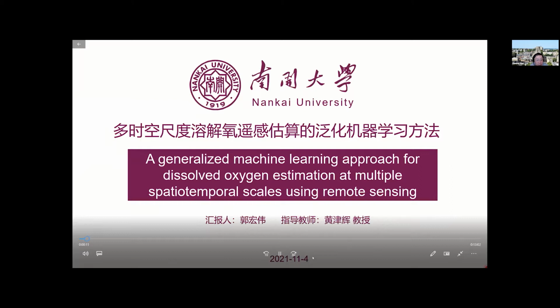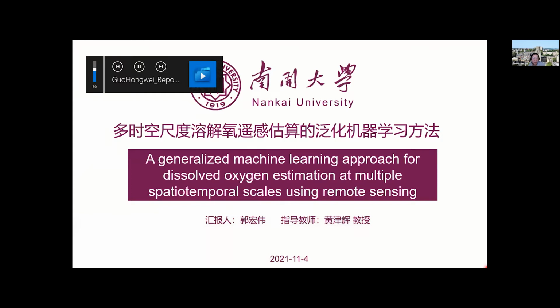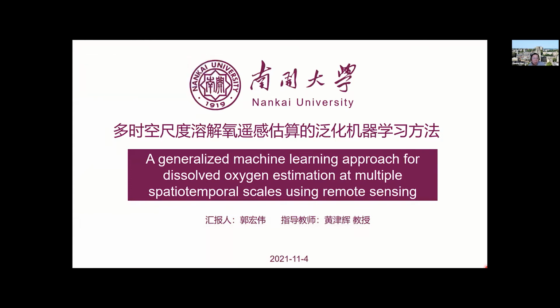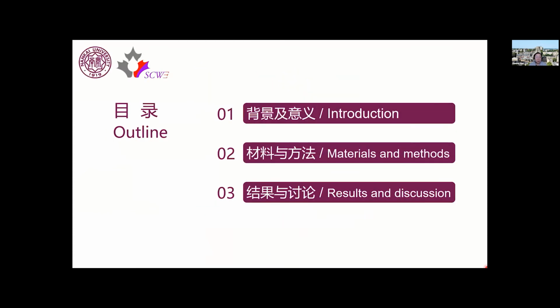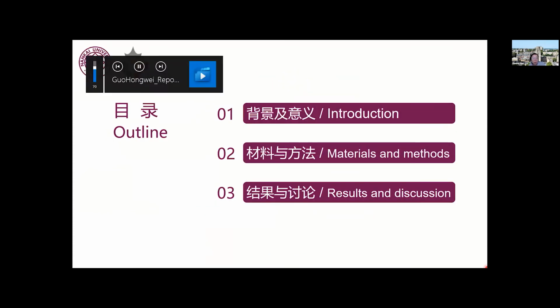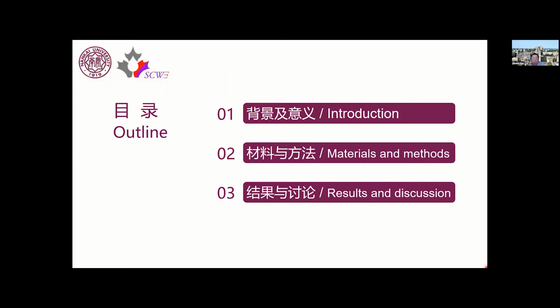It is a great honor to be here to share my work. My title is A Generalized Machine Learning Approach for Dissolved Oxygen Estimation at Multiple Spatial Temporal Scales using Remote Sensing. My supervisor is Professor Jinghui Huang. My report mainly contains three parts. The first is introduction, the second is materials and methods, and the third is the results and the discussion.